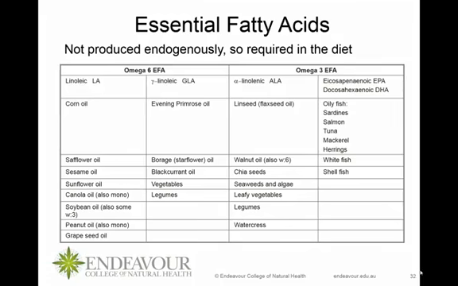If we look at the long-chain derivatives, we've got eicosapentaenoic acid here and docosahexaenoic acid here. You'll notice that fish and seafood, particularly oily fish and seafood, are very good sources of these long-chain derivatives.